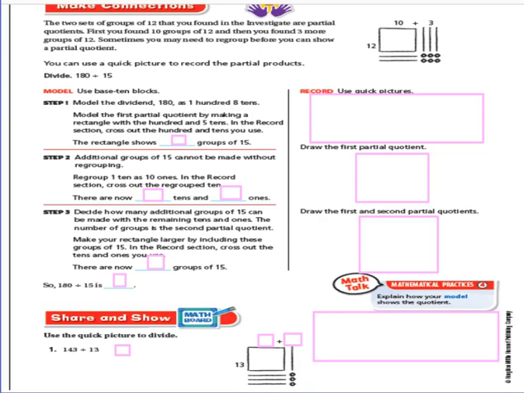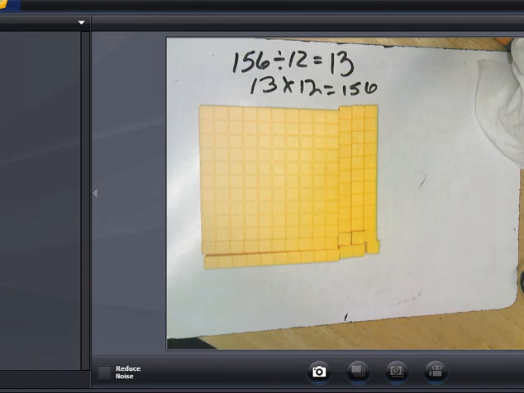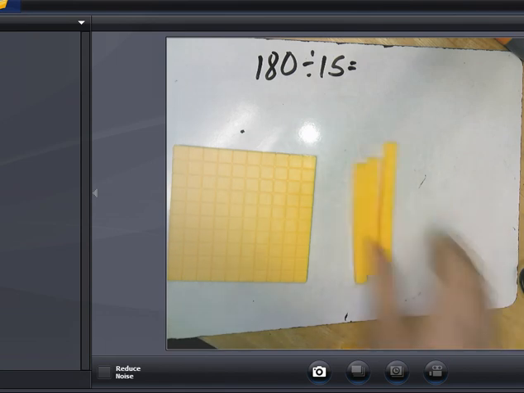Okay, let's shoot another one and turn your page. This time we're first going to do it with the base 10 blocks, and then we're going to do it with our whiteboards. I'm going to show you that you don't always have to have the base 10 blocks out, but if you like working with them, eventually you're going to have to draw quick pictures too. So let's start this. We're going to divide 180 divided by 15. All right, so let's go back to our whiteboard. So get out 180.